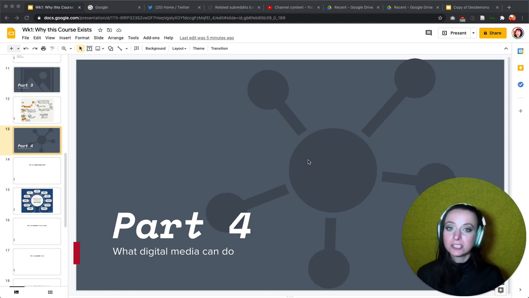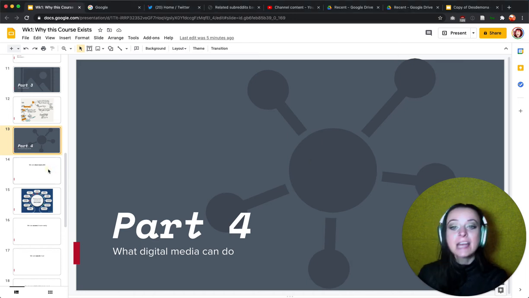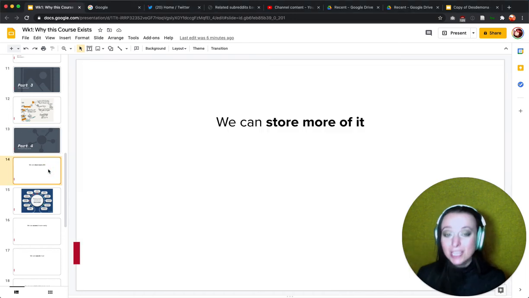When we talk about digital media, these are its amazing capabilities that we can leverage when we're designing it and consuming it. The first is that we can store more of it, right? We're not limited by physical limitations when it comes to digital media. Because it's stored electronically, we can store huge amounts of it in very small spaces. We can store it on computers, in warehouses. So we're not limited by physical limitations like books in a library would be.